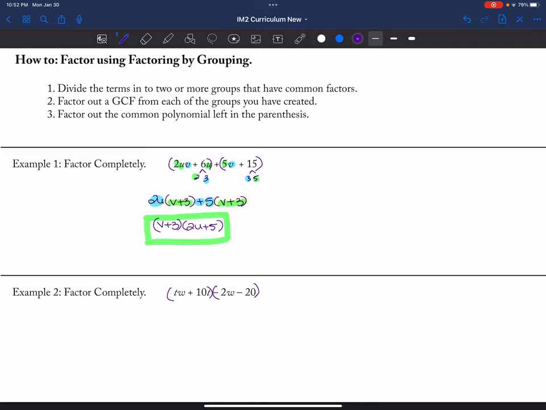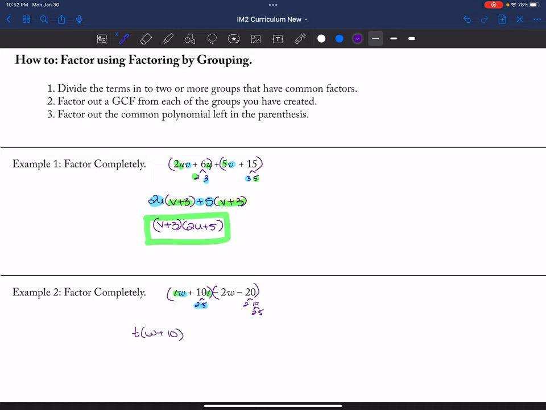And so what do I have in common? This is 2 times 5, right? And then this is 2 times 10 and 2 times 5. So what do I have in common? I have a t that's in common. And then I don't have anybody else in common. So I don't have the 10, nor do I have the w. So I can factor out a t, and I'm left with w plus 10.